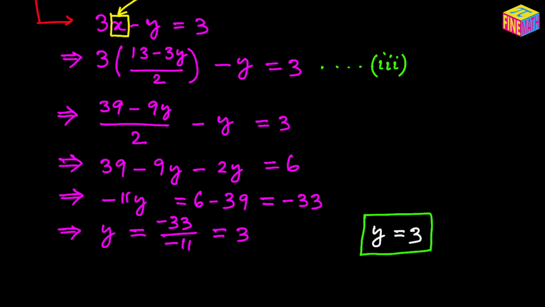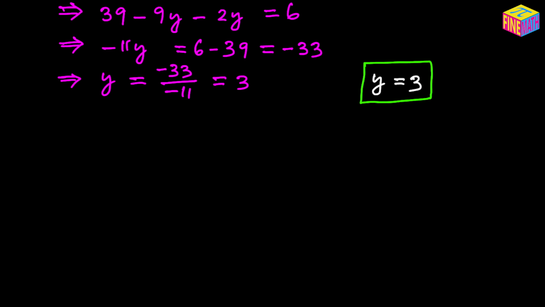Our second equation originally was 3x minus y is equal to 3. That was our original second equation. And from here, if we keep the y on the left hand side, we get negative y is equal to 3 minus 3x.